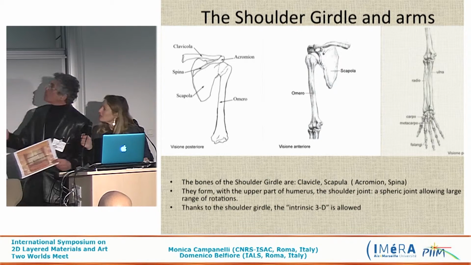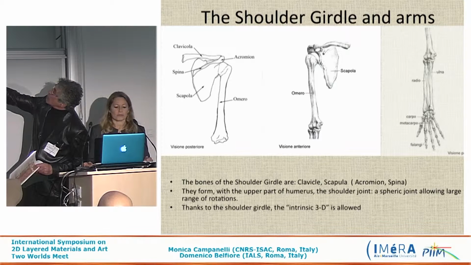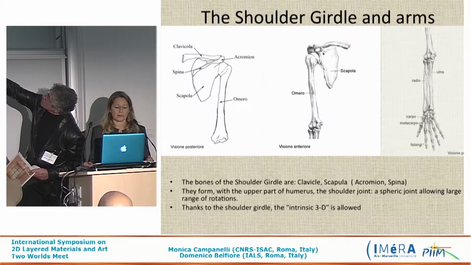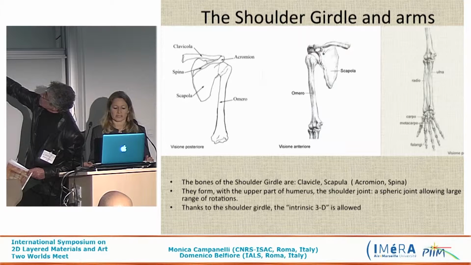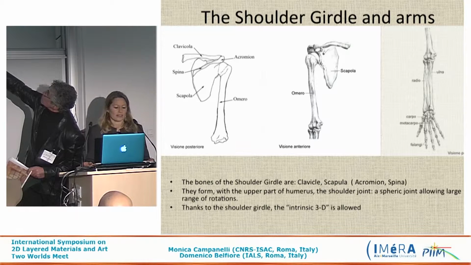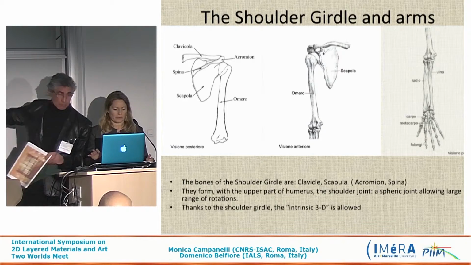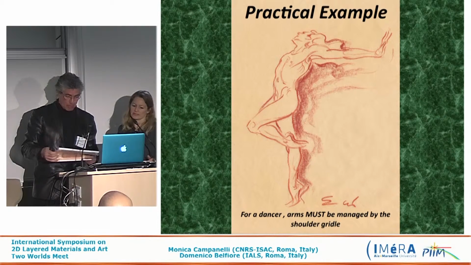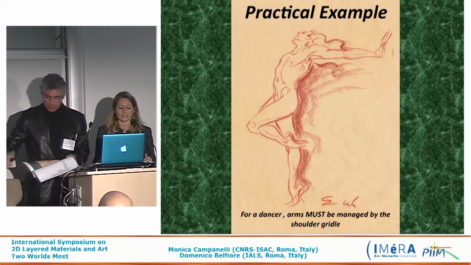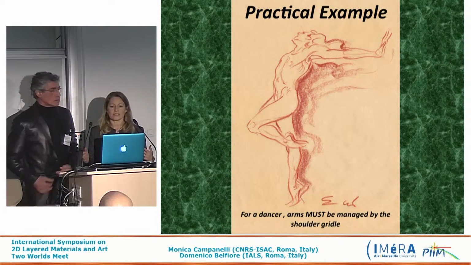Clavicle, scapula, which is composed of the acromion and the spina. They form with the upper part of the humerus the shoulder joint, which is a spheric joint allowing a large range of rotation. Thanks to the shoulder girdle, the intrinsic tridimension is allowed. Practical example. For a dancer, arms must be managed by the shoulder girdle. And now Domenico is going to show you how this can be done.